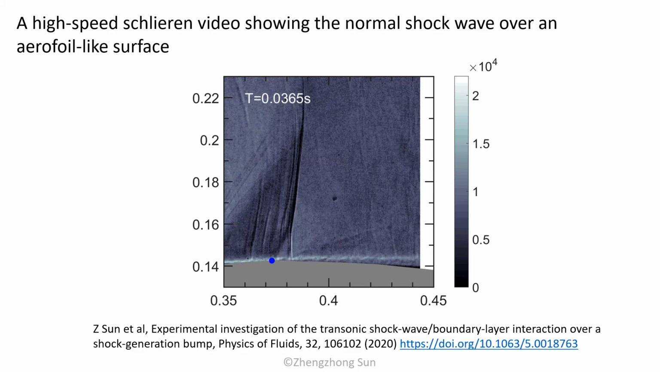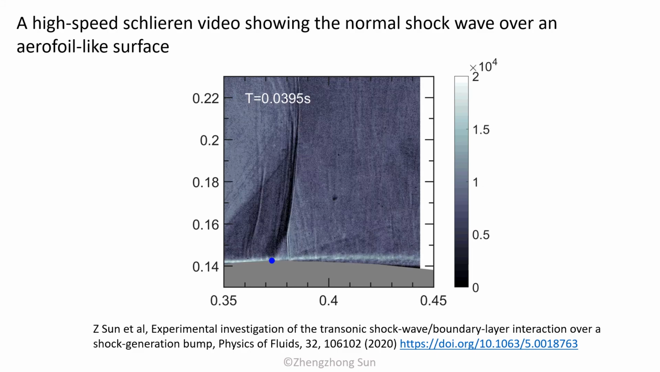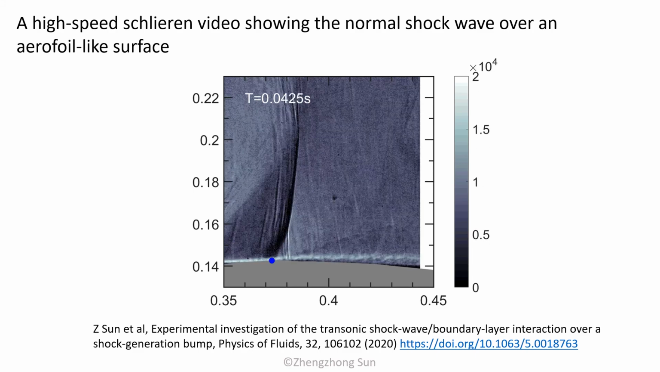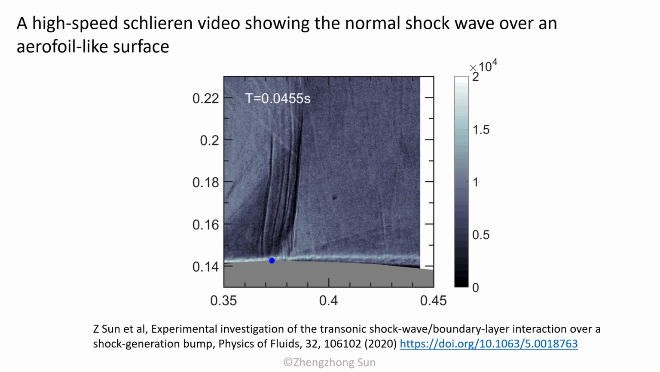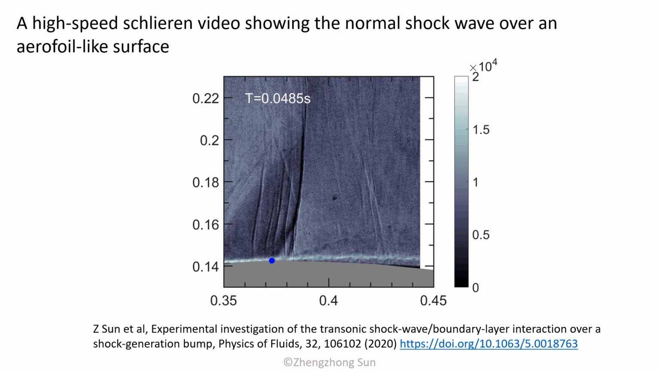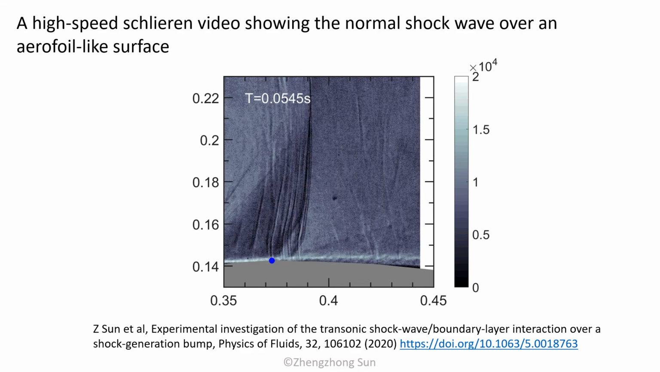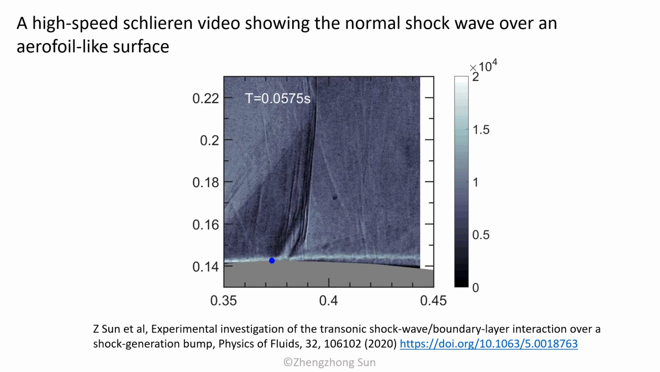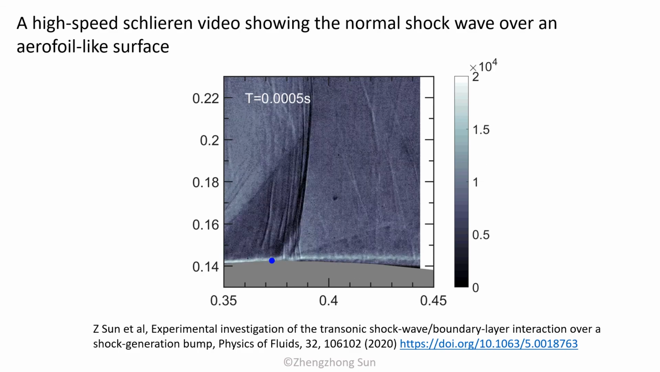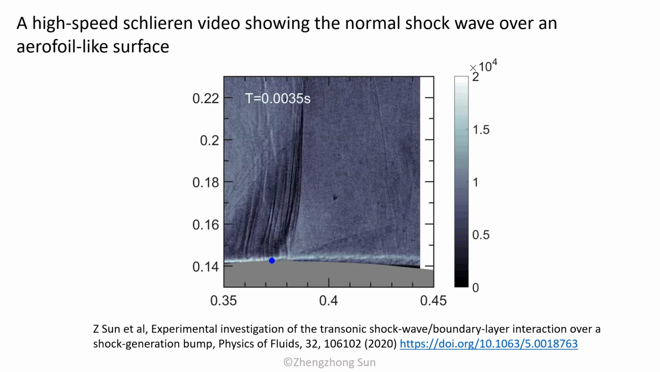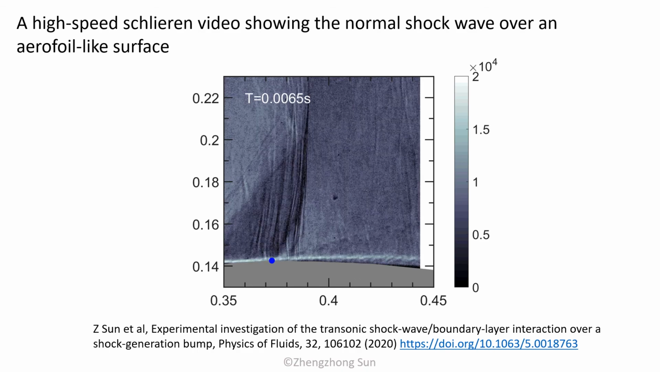Apart from the shockwave, we can also see the brighter region, thinner brighter region over the flow surface. That's a turbulent boundary layer, and since a shockwave appears, we will have the shockwave turbulent boundary layer interactions, and this is also a very interesting topic.